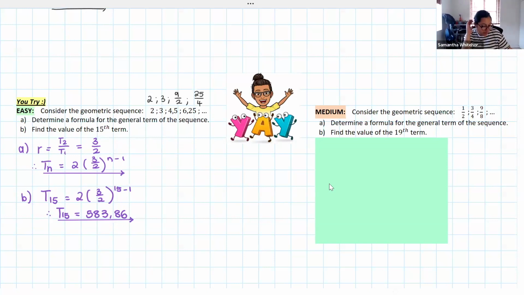I then asked you for the 15th term of the sequence. Again, n is equal to 15. You substitute it in and you solve. So there it was 583. And there, this is the question, 2 decimal places, comma, 86.